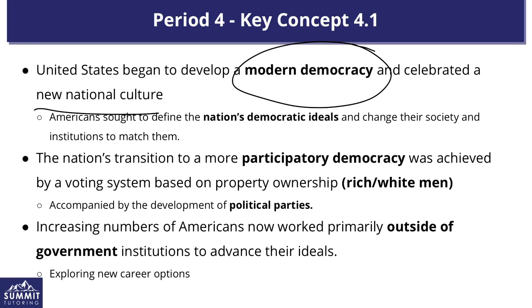And the transition to this more democratic way of life was going to be achieved by a voting system that was based on property ownership. We know that the property owners at the time were rich and white men. Even though this wasn't perfect, it's the first way that we're seeing democracy used. Having rich white men isn't the best way of creating a voting pool, but at this time it was the first real showing of a democratic society.